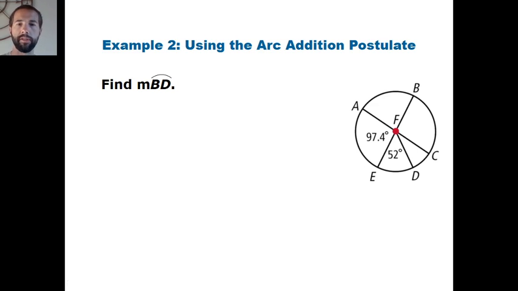All right, so we're going to find the measure of arc BD. So in this picture, arc BD is the combination of two arcs. It's arc BC, which they didn't actually give us, and arc CD, which they also didn't give us, but we can figure them out. So arc BC should be the same as central angle BFC. They don't give us central angle BFC, but they give us the vertical angle. Angle AFE is 97.4 degrees. So that means that arc BC should also be 97.4 degrees.